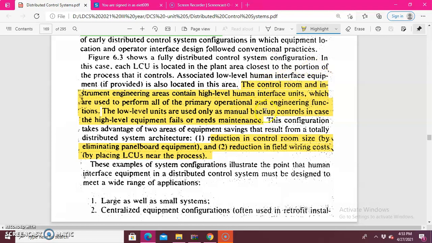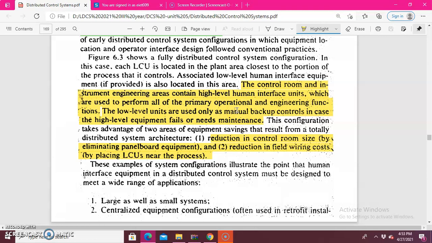And using this, there are two advantages. One is reduction in size, that is, control room size. The next one is reduction in field wiring. So these are the two advantages when you go for this particular example.